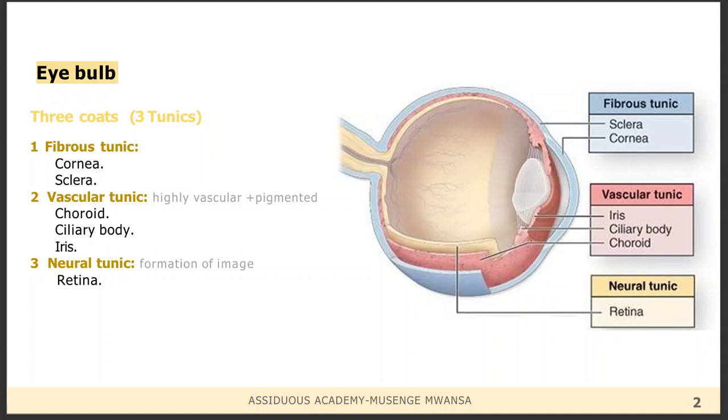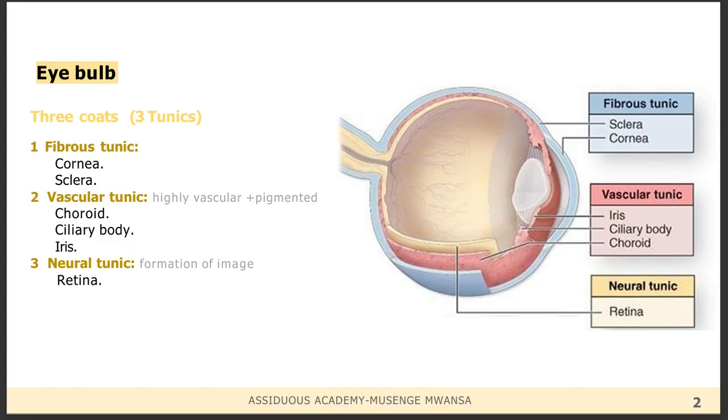Okay. So the first thing that you have to know about the eye is that the entire structure here is the eyeball. You can see it is oval. And what you see is just a small portion of the entire eyeball. That's what is in front.